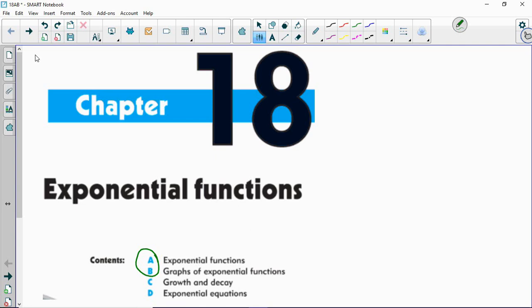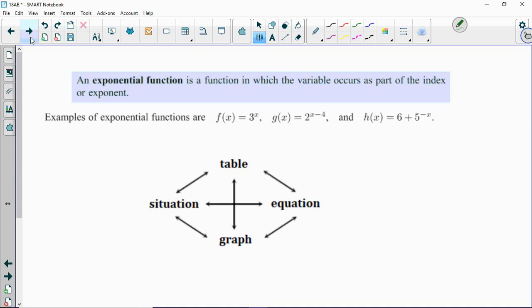Let's get started. What is an exponential function? Well, it's kind of in the name. It's an exponential function, so the variable is going to be in an exponent, or an index if you prefer that terminology. So here are a few examples. Each of these has a variable in an exponent. They also have some other things going on, but main point, variable in the exponent.